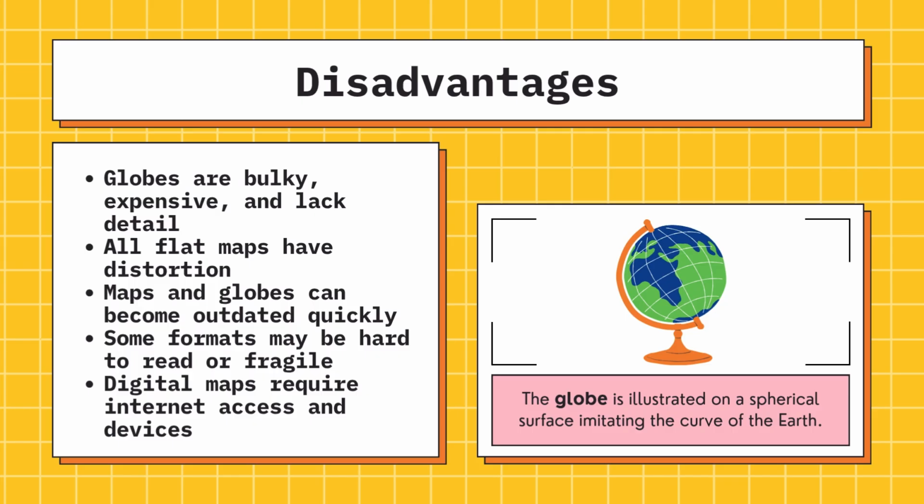And both maps and globes can become outdated fast when political boundaries change or new geographic information is updated, which is why maps and globes need to be updated every 5 to 7 years in a school library collection.